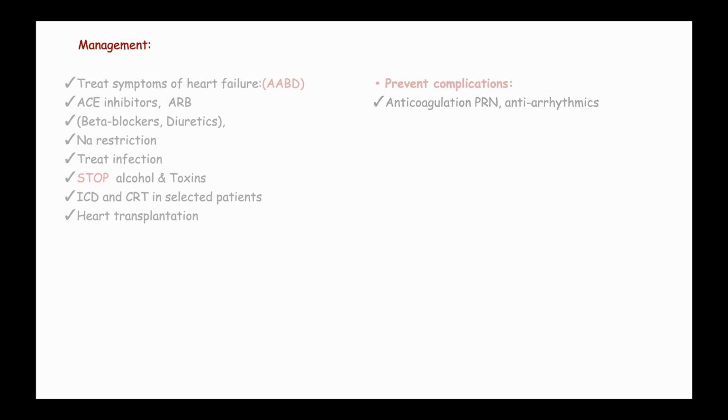Then, when we look at the prognosis of dilated cardiomyopathy, we see that the 5-year survival rate is estimated at 30%.